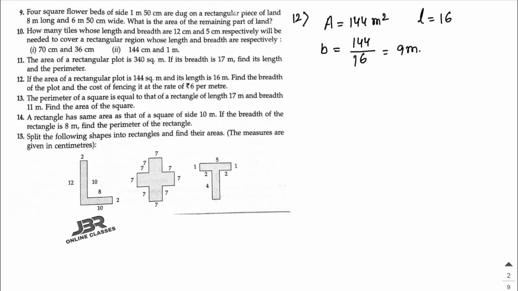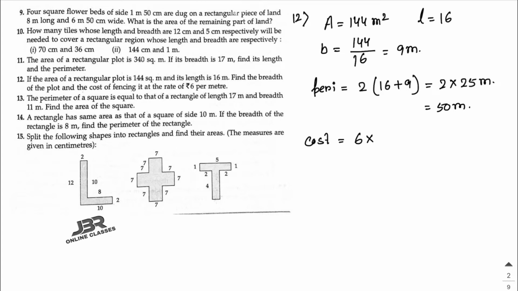Next one, the cost of fencing. First you have to find out the perimeter. Perimeter means 2 into (length plus breadth). So 2 into 25 meter, that means 50 meter. So cost is equal to the rate per meter, 6, so 6 into 50, that is equal to rupees 300. And that is your answer.